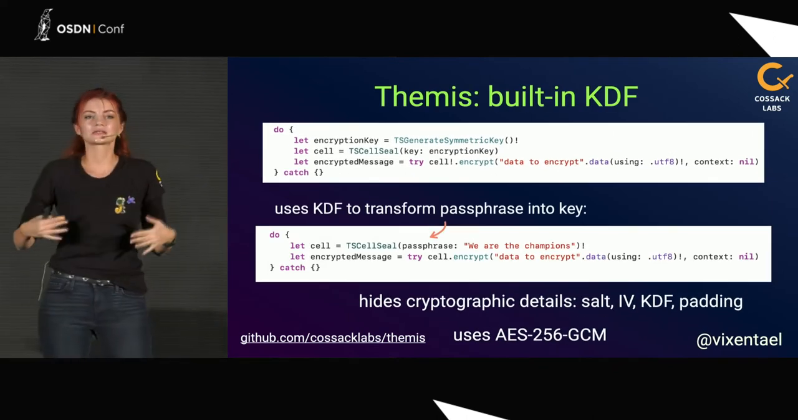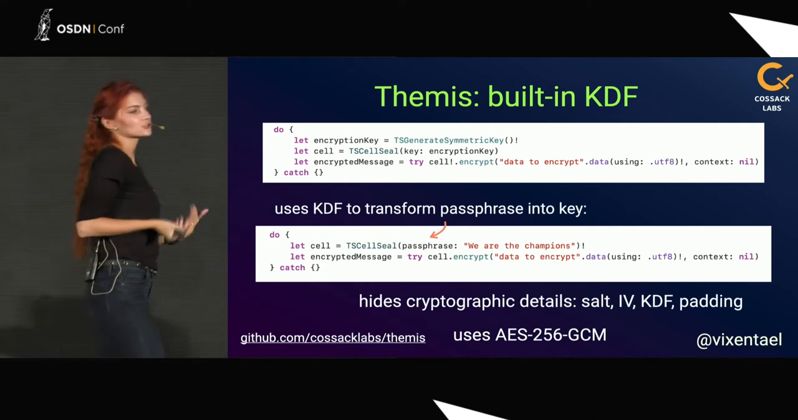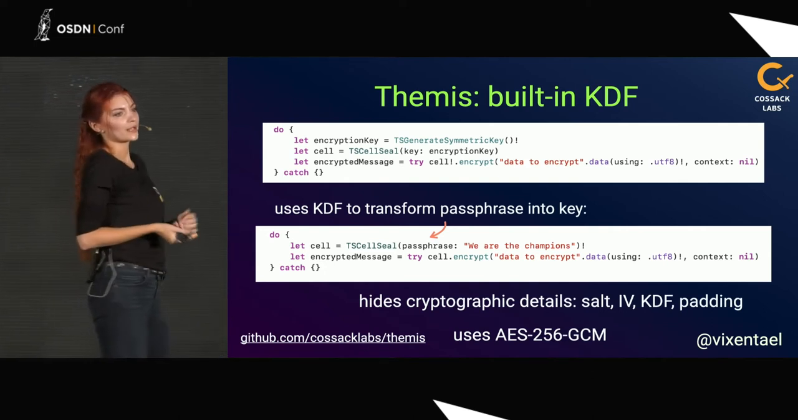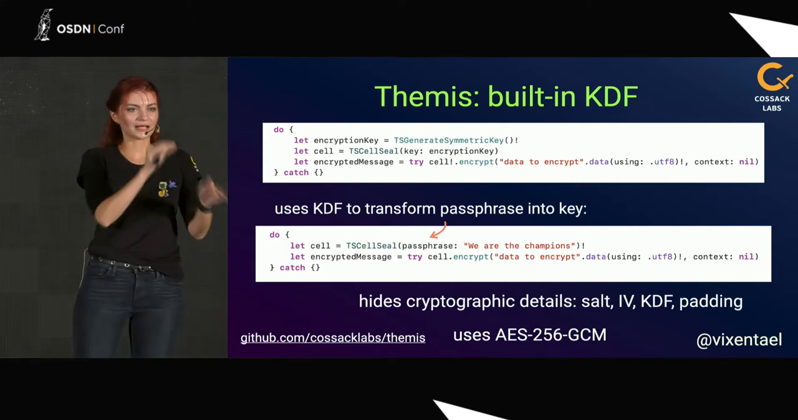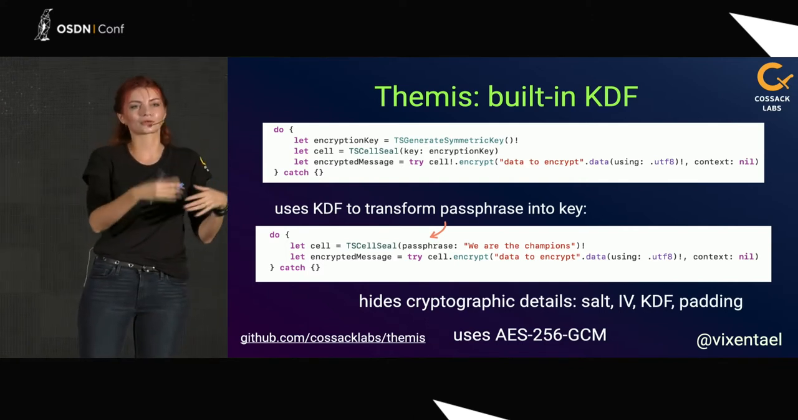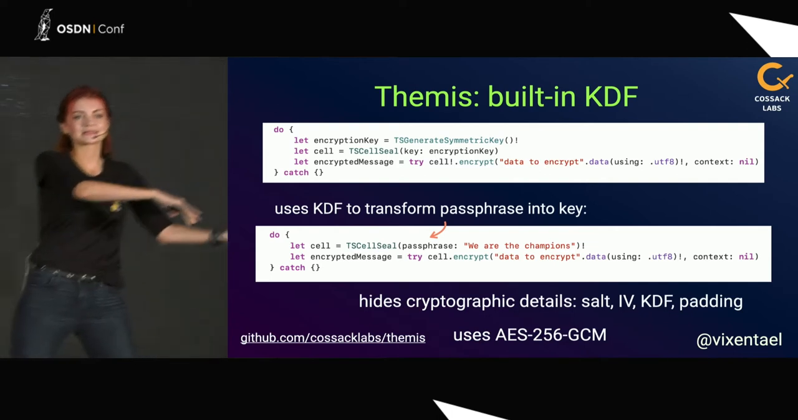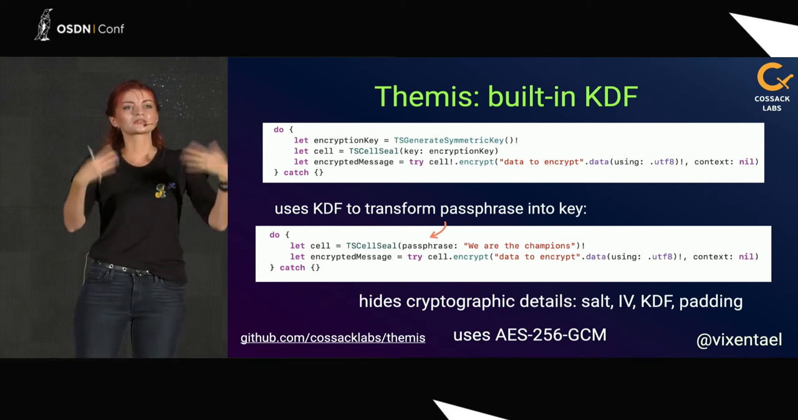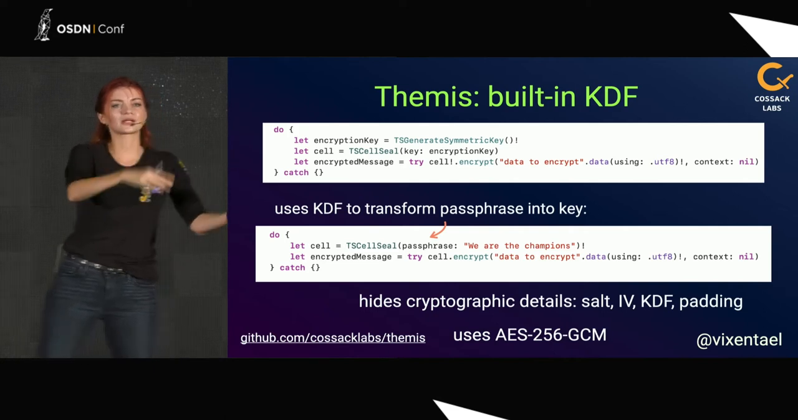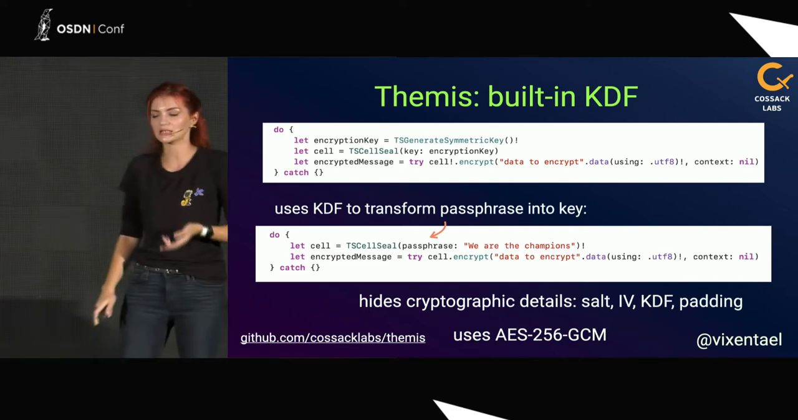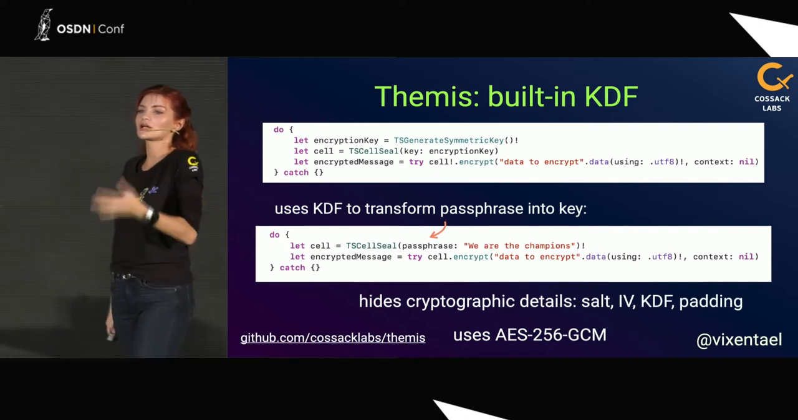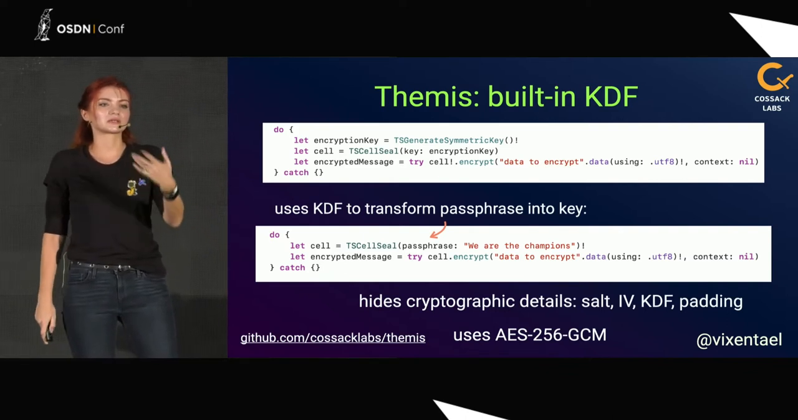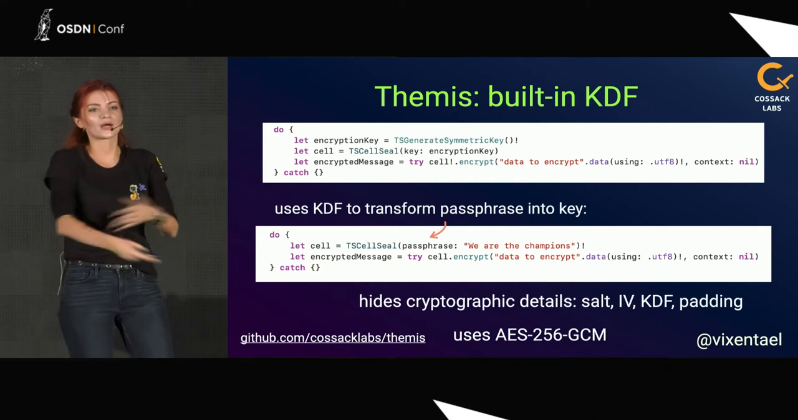We even went further, and we introduced a so-called passphrases API. As a user, you input your passphrase, and Themis then uses a KDF, key derivation function, to create a strong cryptographic key from this passphrase and then uses this key to encrypt the data, right? So we try to eliminate mistakes because obviously developers are not cryptographers, they don't know where mistakes are.